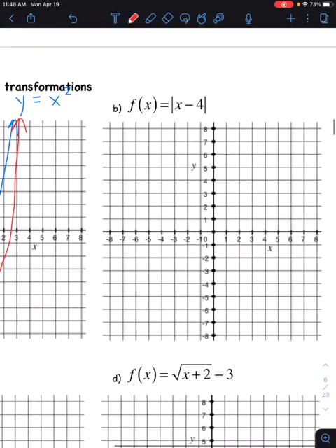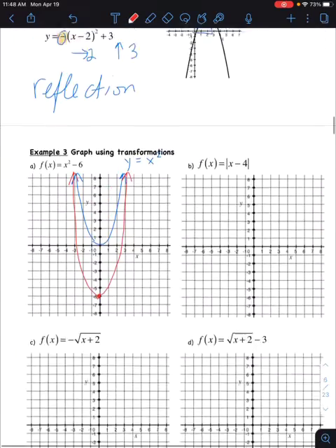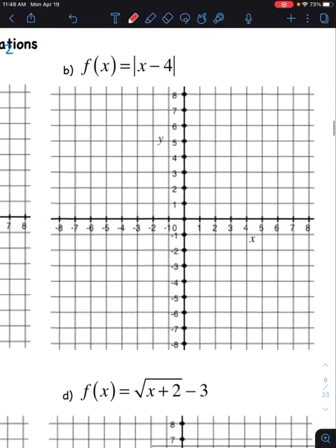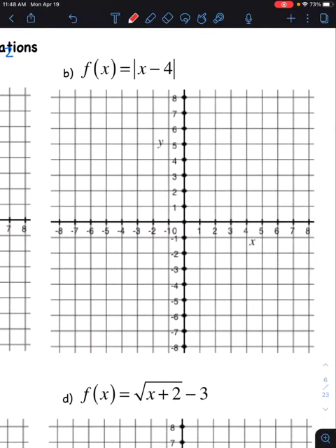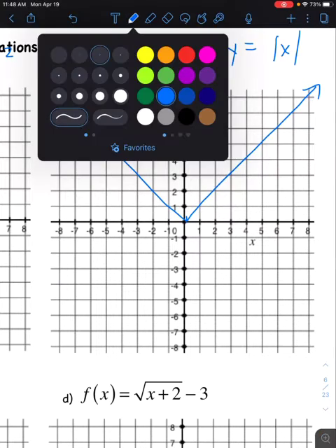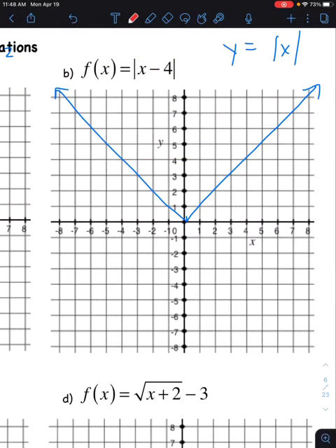Okay, let's take a look at the next one. So we have absolute value of x. Let me draw the original. So the original, according to the notes above, is the V. That's the parent function. Now let me draw the new one with the transformation. In the absolute value, I have x minus 4, so that's a shift right 4. So I go to the right 4, put my vertex, and I give my rough sketch.